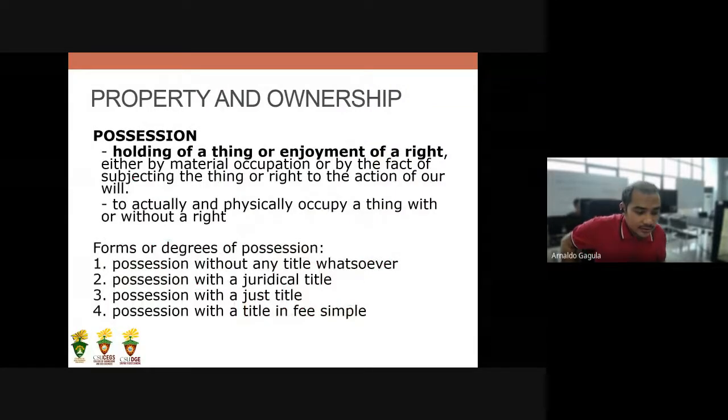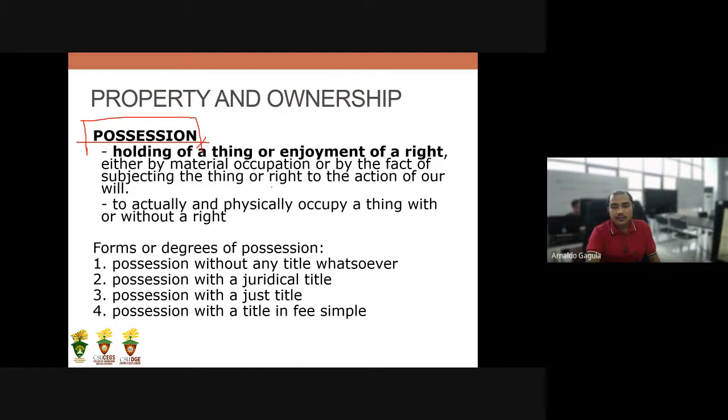And possession, no? When we say possession, it's a holding of a thing or enjoyment of a right, either by material occupation or by the fact of subjecting the thing or right to the action of our will. This is to actually and physically occupy a thing with or without a right. Possession. Kung naka'y right, so wala siya nga possession, good. No? And pag wala kay right, bad possession na siya. Wala nang nakadukom na bangungan ng yung tawag nila professional squatter. Professional squatters. Sa Manila, usapay na siya.